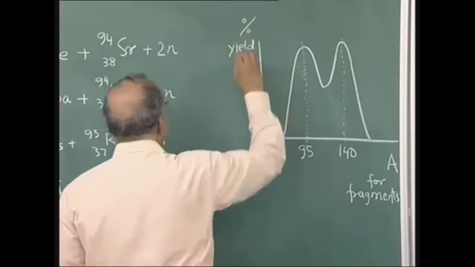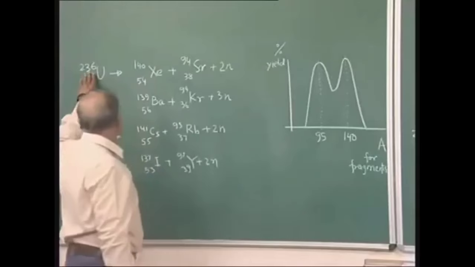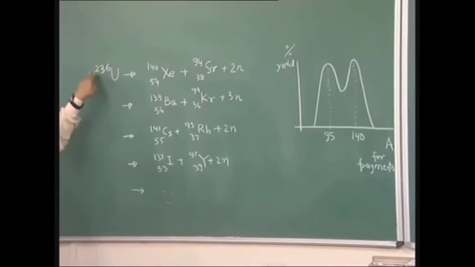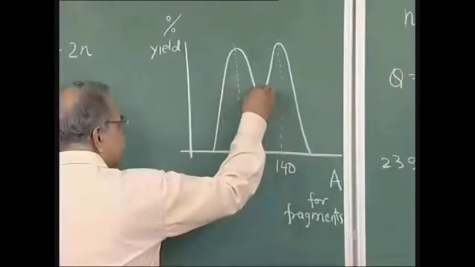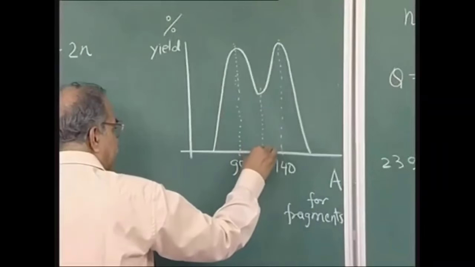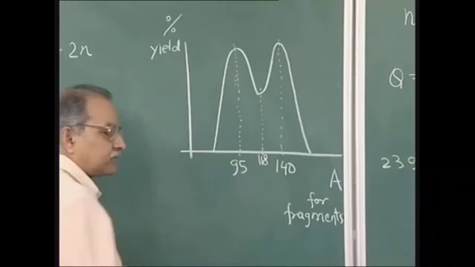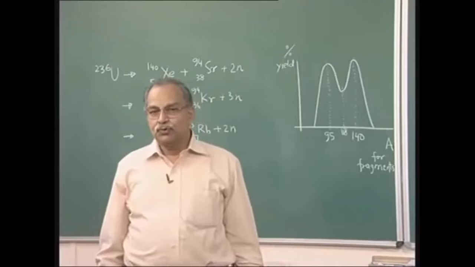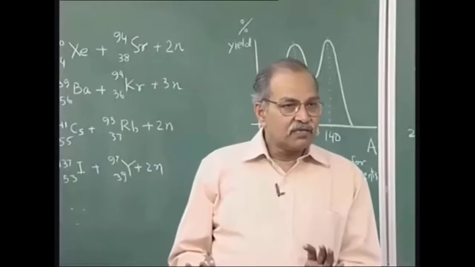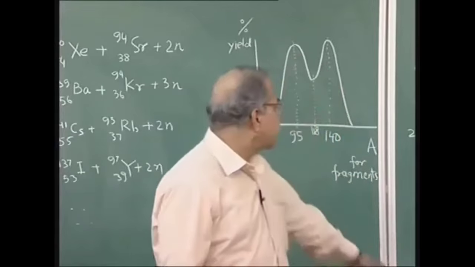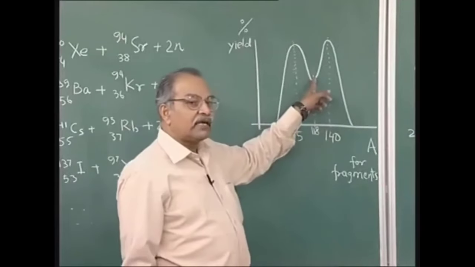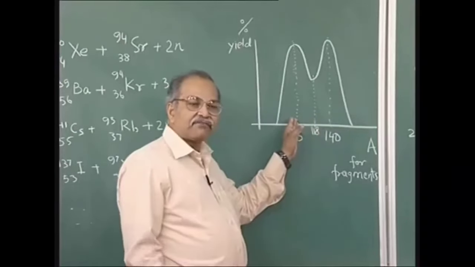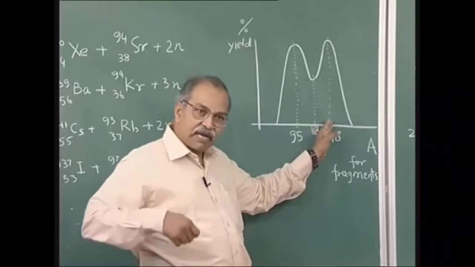And the initial one, remember, is 236. If it splits into equal parts, it would be 118, 118, and that is in fact here. So, the nucleus splitting up in two exactly equal masses, that probability is lower, and one fragment with mass number around 95 and another around 140, that is the maximum probability.